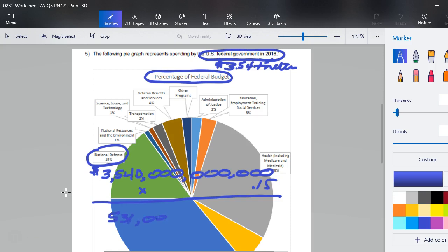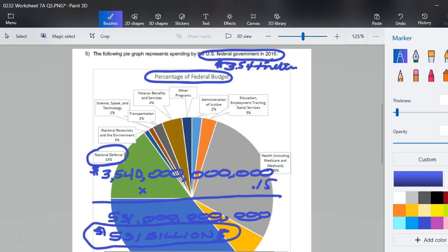531,000,000,000. Another way to write this would be 531 thousands, millions, billions. And a different color choice probably would have been a great idea without the S. So $531 billion were spent on national defense.